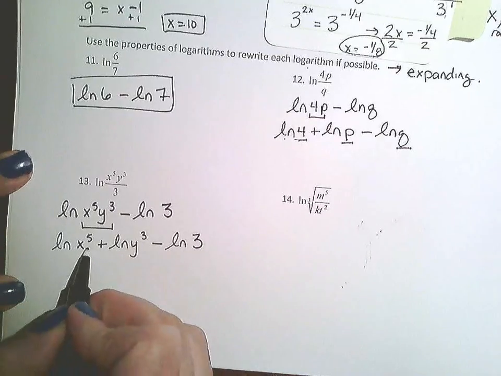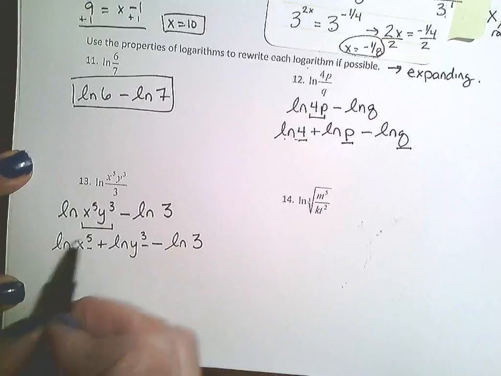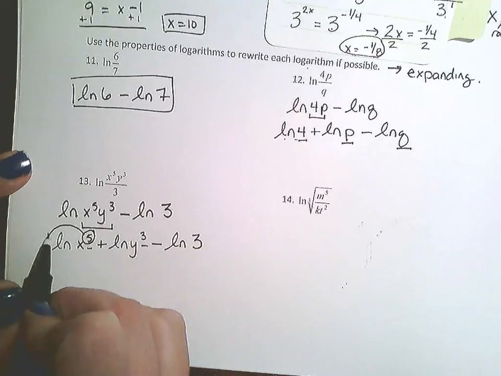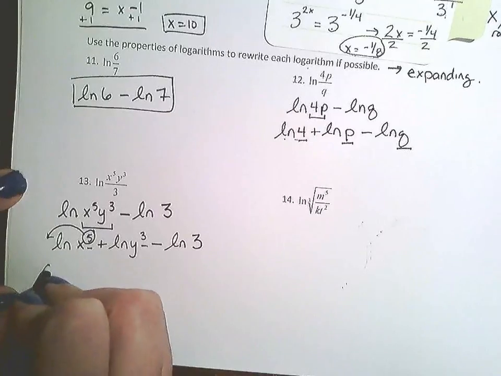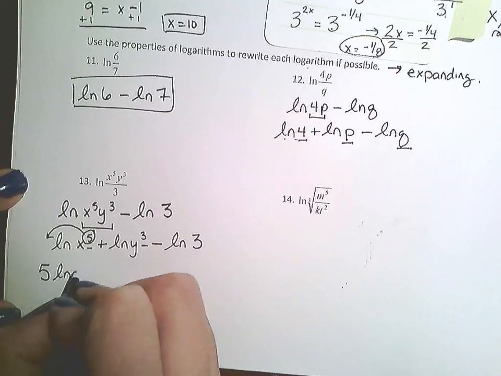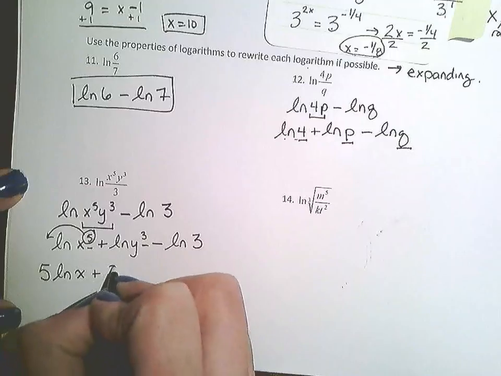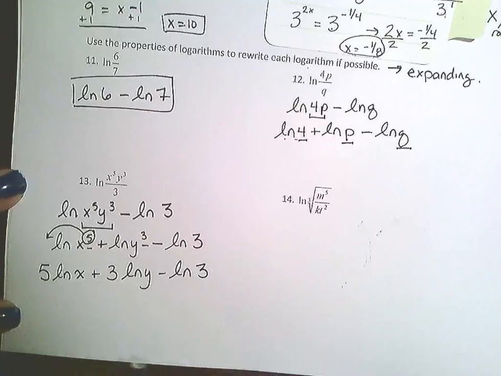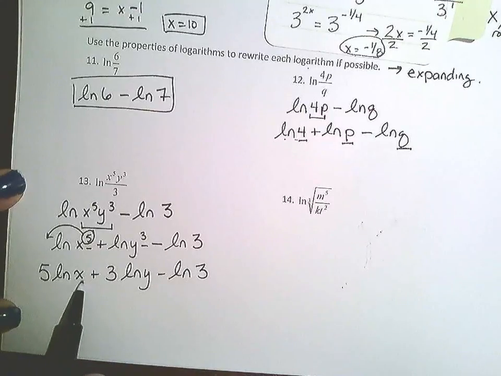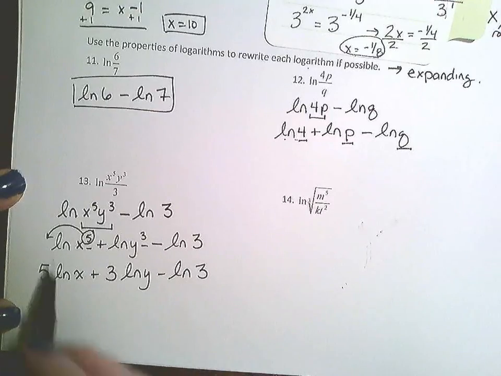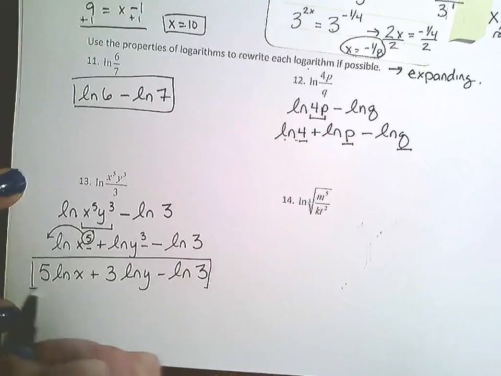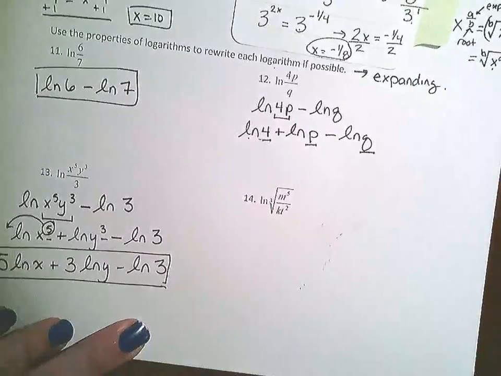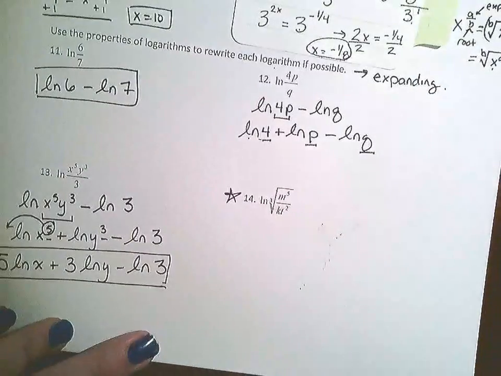The last thing I'm going to do is the power property. And if you remember, the power property of logs is you take the power and you bring it down to make it a coefficient. So this becomes 5 ln of x plus 3 ln of y minus ln of 3. So again, as long as every log has one term with it, that's as far as you can go. All right, this next one looks complicated, but it's not.